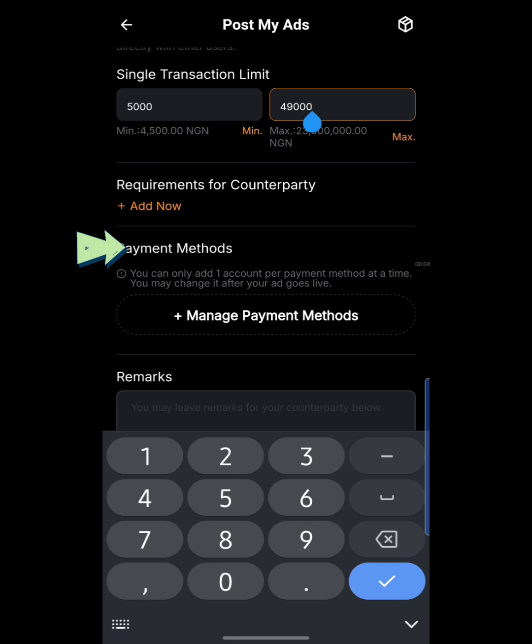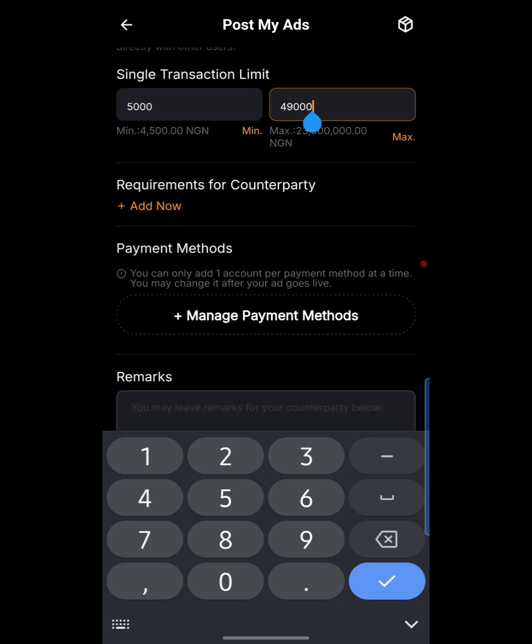Over here that says payment method, you can actually set your payment method by hitting on manage payment method right here, guys. Okay, and over here says you can only add one account per payment method at a time. You may change it after your ad goes live. Okay, so that is basically what they actually mean. You can actually add just one account right here and change it when your ad goes live. So that is basically how you can do this.